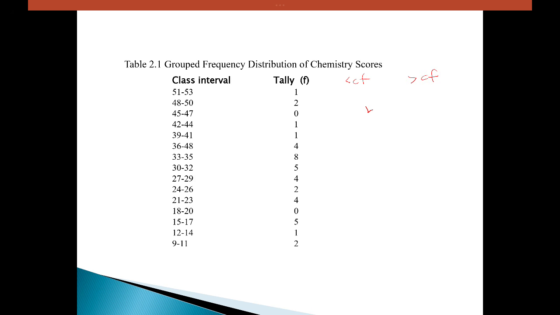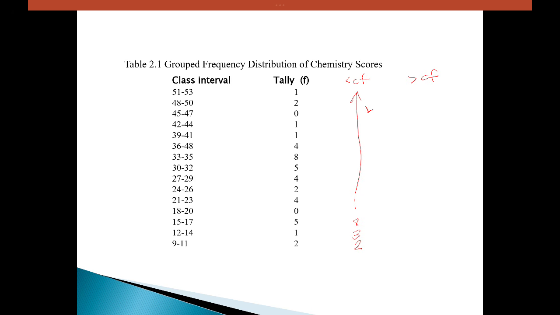When we say less than cumulative frequency, you start at the bottom, at the lowest, 9 to 11, so you write 2 here. And then from the word cumulative, it will accumulate. So 2 plus 1, that is 3. So 3 plus 5, that is 8. And so on, it will accumulate. So that is your less than cumulative frequency distribution table.